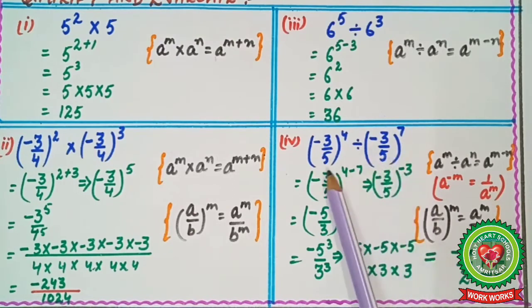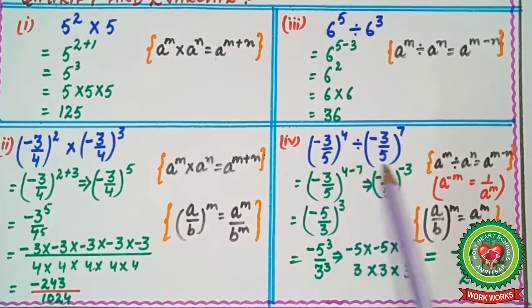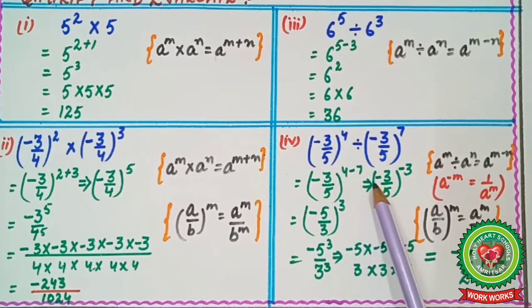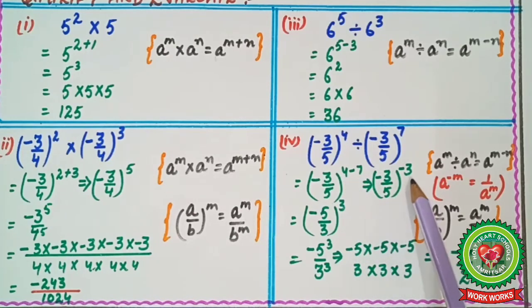Now here, students, again you can see the bases are the same and they're getting divided, so the powers will be subtracted. So (-3/5) raised to power 4 minus 7, which equals (-3/5) raised to power minus 3. Now, the first rule we have applied here, so we will write the first rule here.